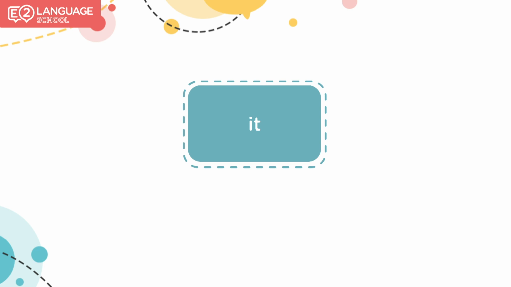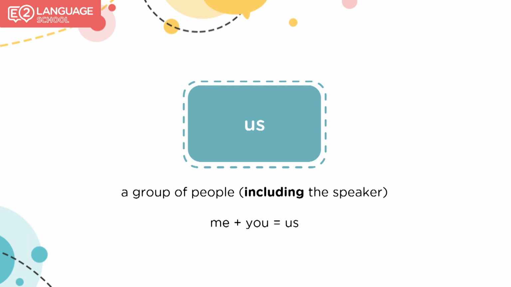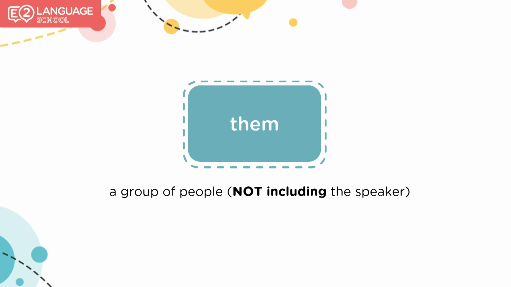Now for it, we use it as an object pronoun with things, animals, places, and ideas. Us is for a group of people, including the speaker. So me plus you equals us. And lastly, them. Them is for a group of people that does not include the speaker. And it is also for a group of animals or things.